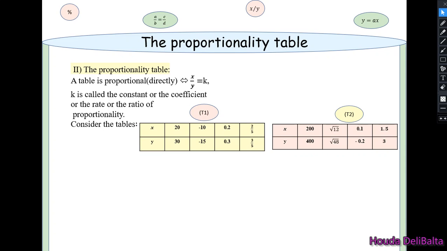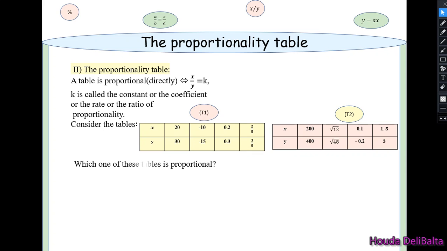So again, to check whether a table is proportional or not, all we have to do is to divide x by y or y by x. But if we start by dividing from up to down, then we have to continue the same way. So we can divide either x by y or y by x. If we get the same number every time, we call the table a proportionality table. If we don't, we call it not a proportionality table and the rate doesn't exist.